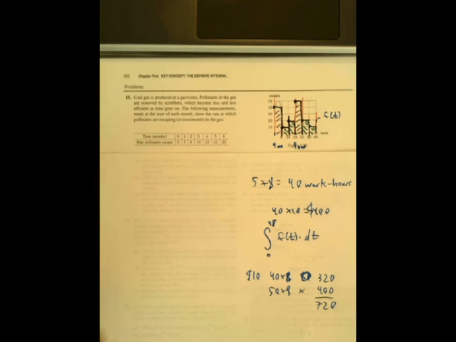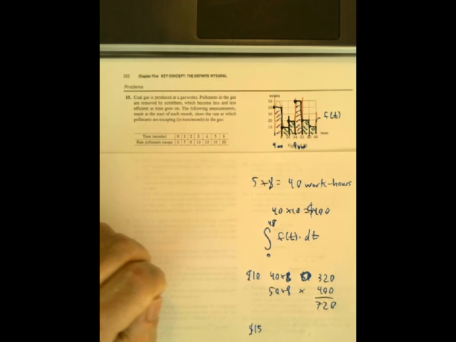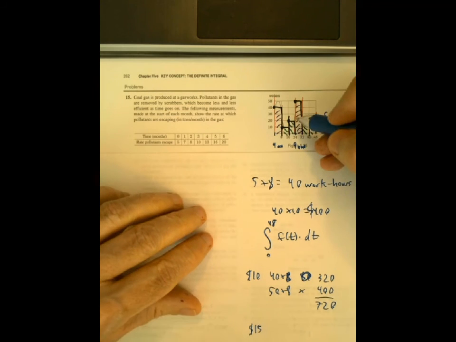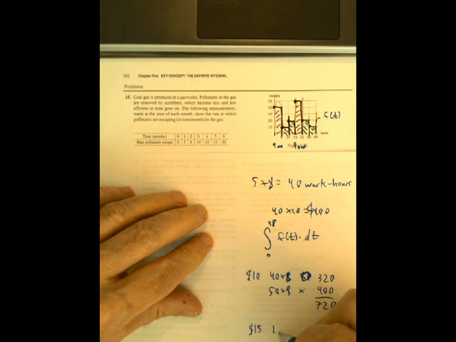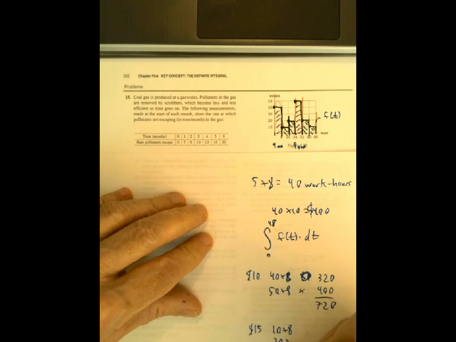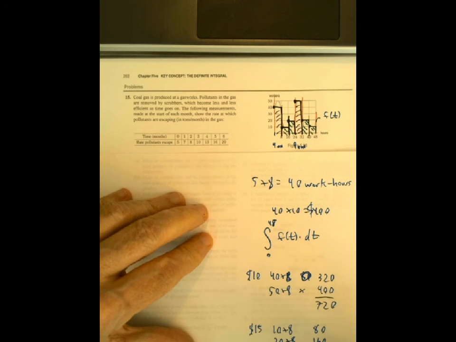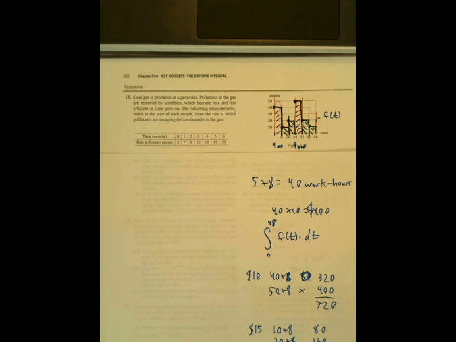Now we sum up the other 4 rectangles for the $15, right? That's going to be 10 times 8. And then this is going to be 20 times 8. And then this one is 20 times 8 again. And then this one is 10 times 8 again, right? So that's 80, that's 160, that's 160, and that's 80 again. And I'm pretty sure that's 480 worker hours, right? At the $15 rate.